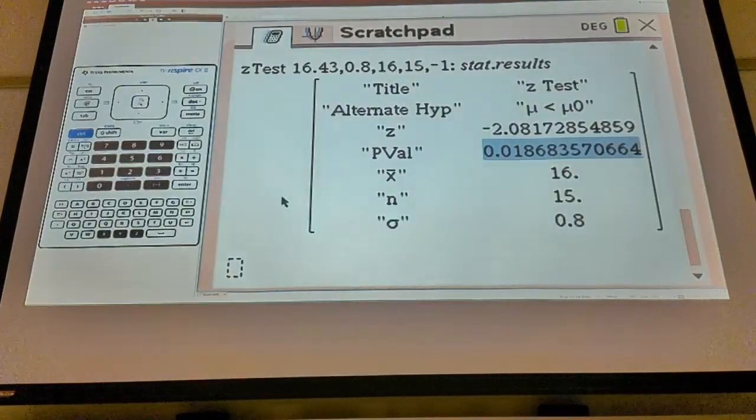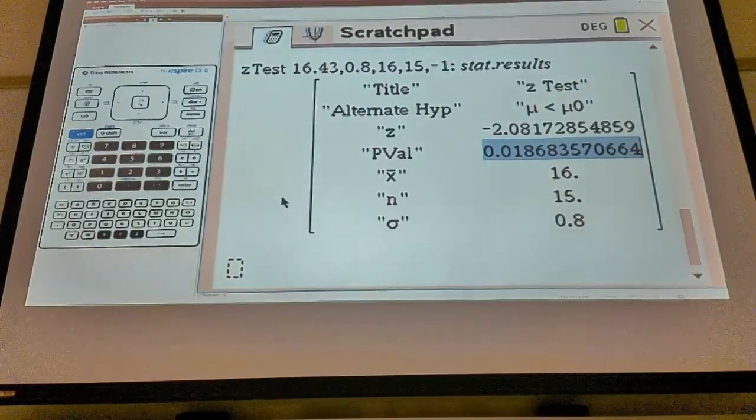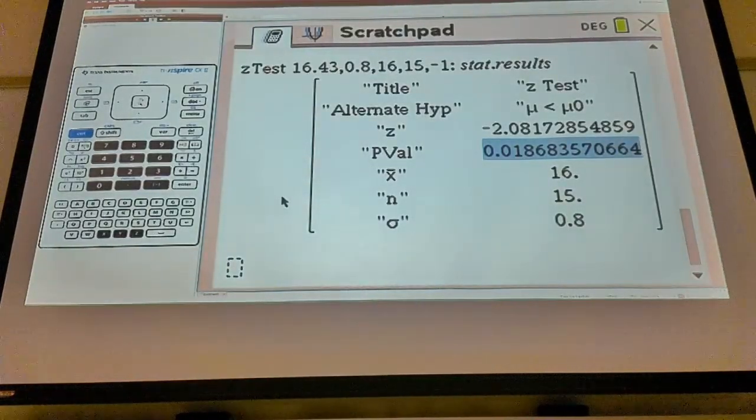So what you would do, and I'm not going to actually do it, is write down, after you listed out your H naught, your HA, and your alpha, that P is 0.0187, whatever. Now you have to look at that. Is that smaller than alpha? So is that less than alpha? So you state that it's less than alpha.